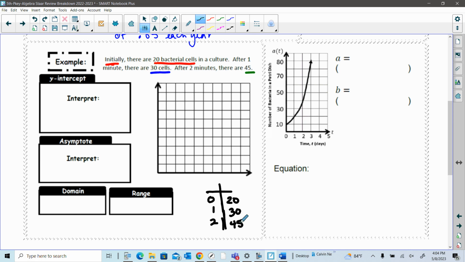Now, because we're looking for exponential change, it's not linear. So in other tables, we would normally say, okay, that increased by 10, and then that increased by 15. So what's happening is this is not a constant rate of change here, because it's not the same amount. But what we could do is figure out the multiplier to get this.